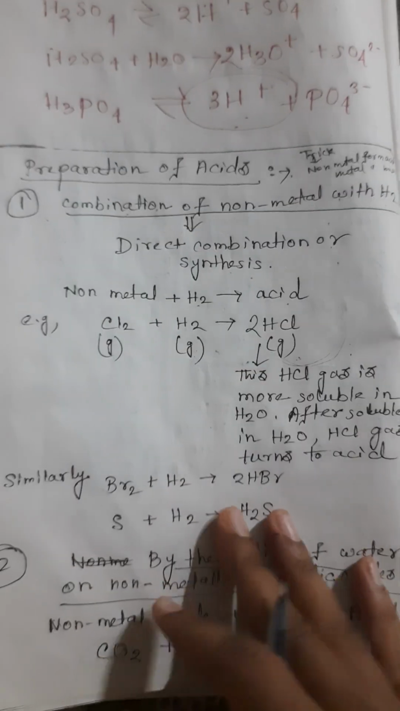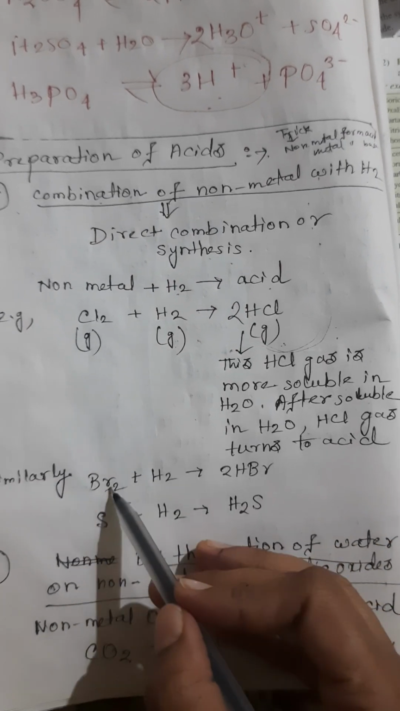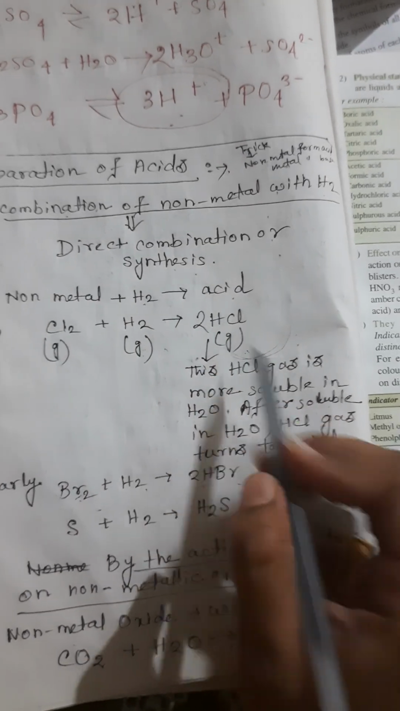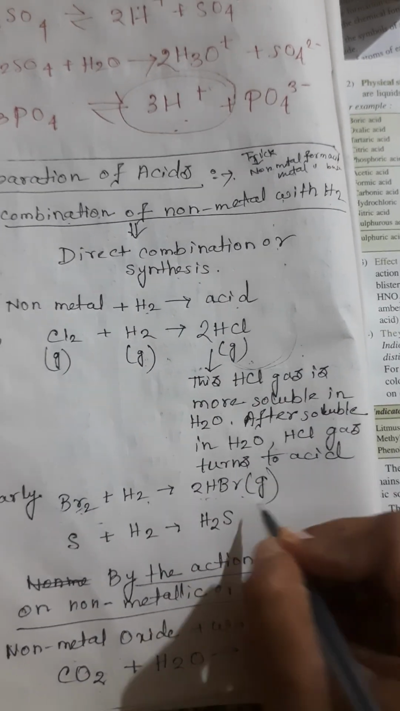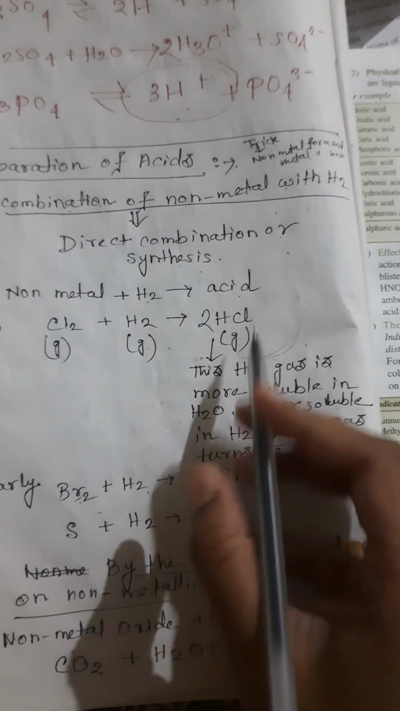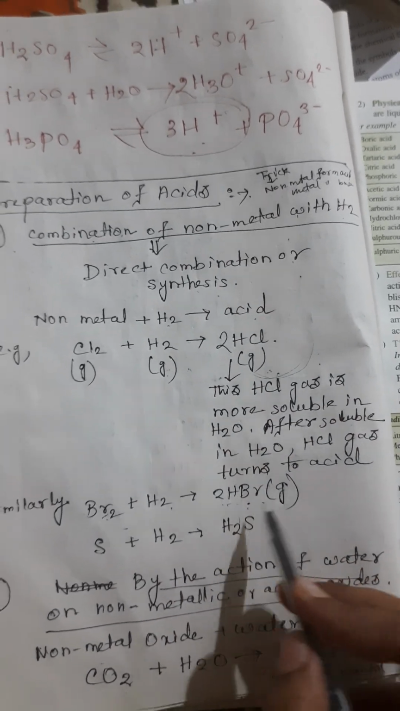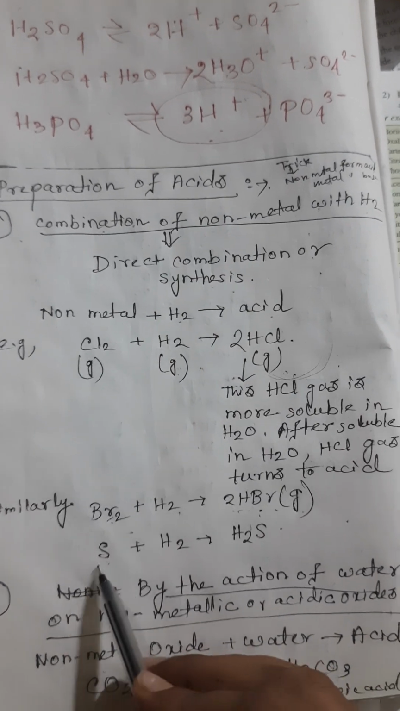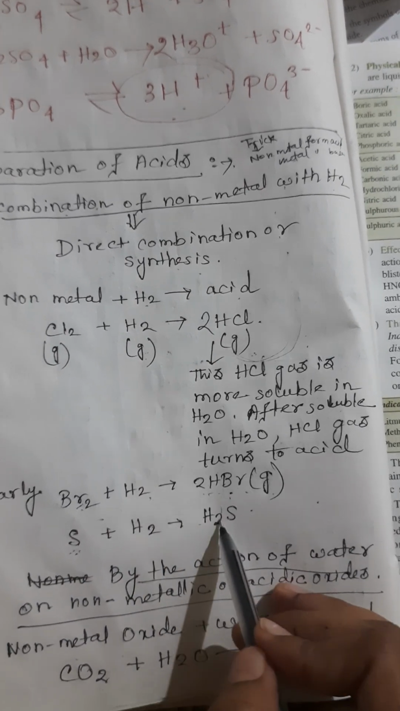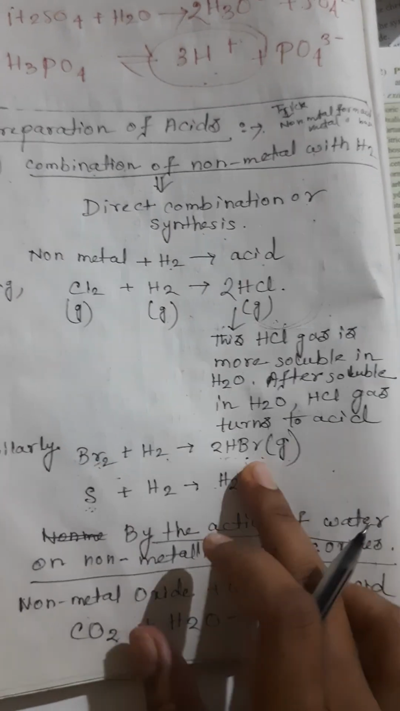Is this clear? Similarly, bromine is also a non-metal, also a halogen. When bromine reacts with hydrogen, we get hydrogen bromide as a gas. After dissolving in water, we get hydrobromic acid. So hydrogen chloride gives hydrochloric acid, and hydrogen bromide gives hydrobromic acid. Now sulfur is also a non-metal. When sulfur reacts with hydrogen, we get hydrogen sulfide, which also acts as an acid. This is the first process.